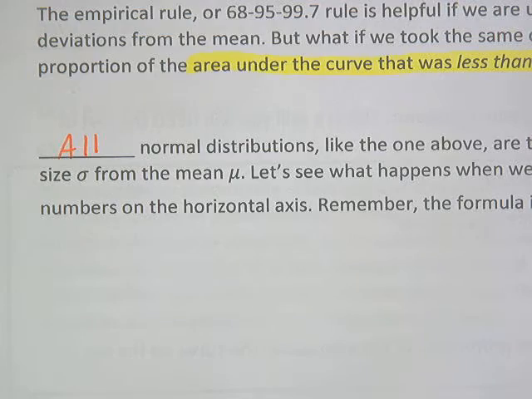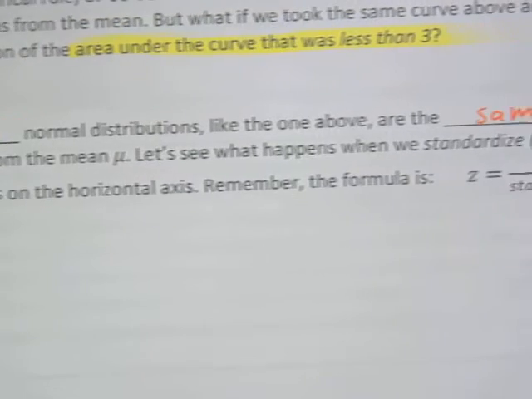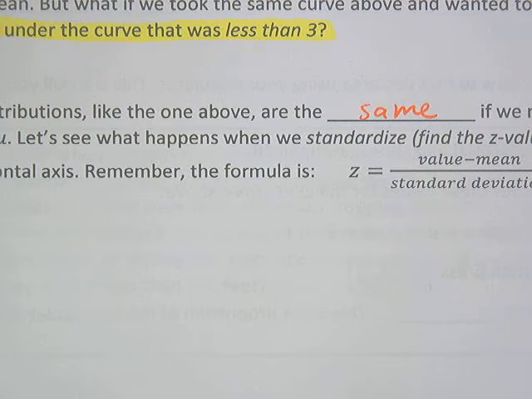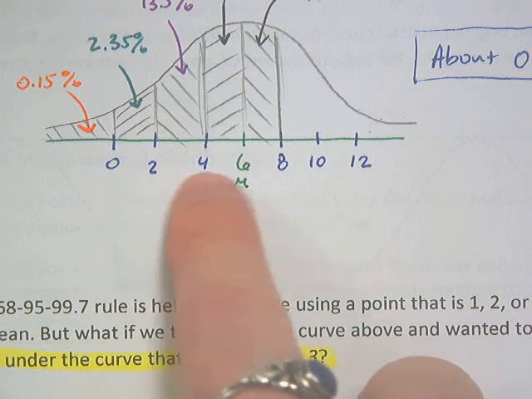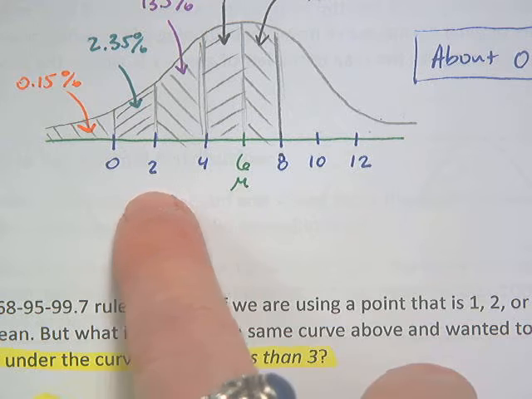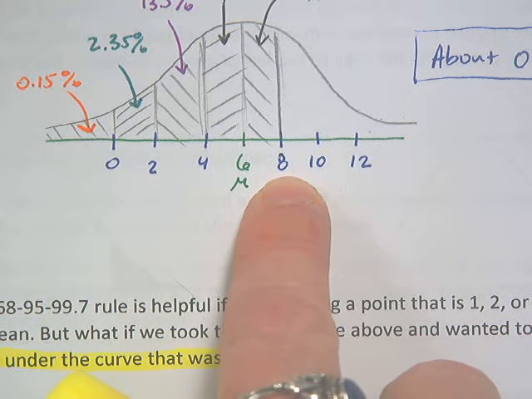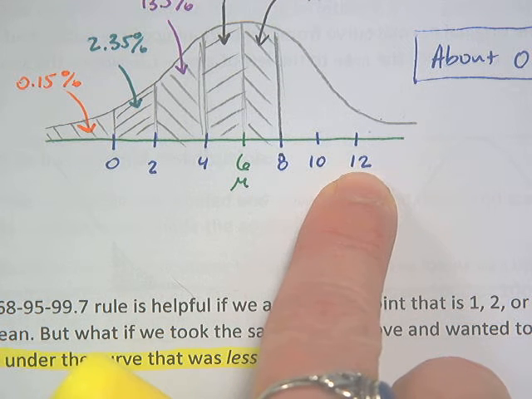I want you to write that all normal distributions, like the one above, are the same. All normal distributions are the same if we measure in units of size standard deviation from the mean. What I'm saying there is I can take any curve, and these values are 0, 2, 4, 6, 8, 10, 12. You've seen all different kinds of curves where those could be decimal values, positives, negatives, whatever. They're all the same if we standardize or make z-scores out of these numbers, which is what we're about to do. So I'm going to say that one more time.